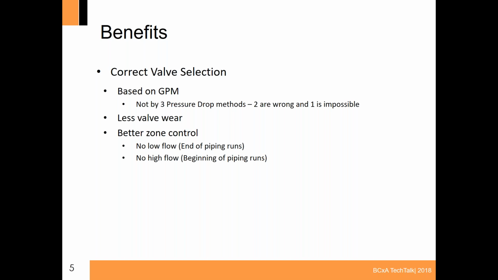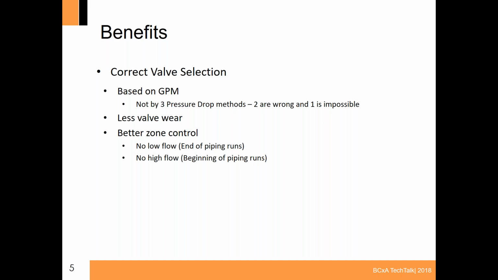So what's nice about the pressure independent valve, you're not using the different pressure drop methods trying to figure it out, CV or valve authority. You take a look at how much GPM this coil needs for my application, and then you pick the valve for that, and you've actually completely sized the valve properly.